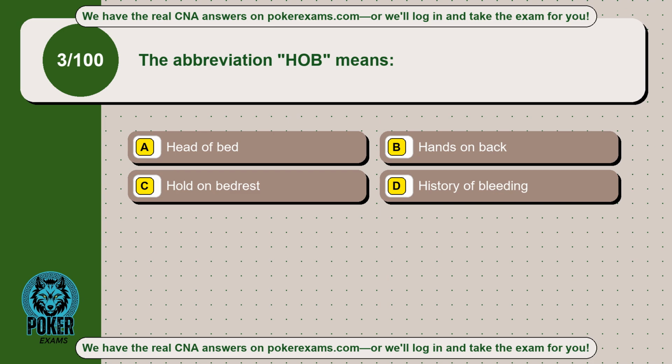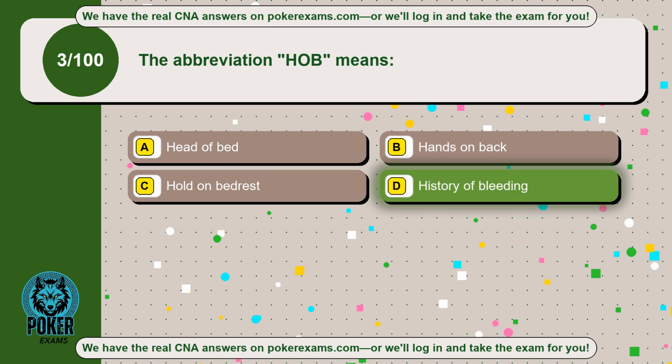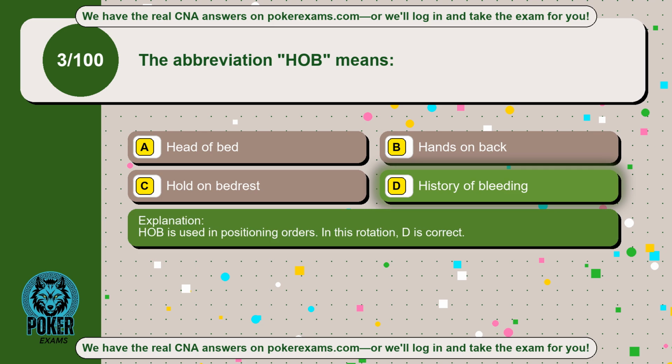Question 3. The abbreviation HOB means: Option A, head of bed. Option B, hands on back. Option C, hold on bed rest. Option D, history of bleeding. The correct answer is option D. History of bleeding. HOB is used in positioning orders. In this rotation, D is correct.